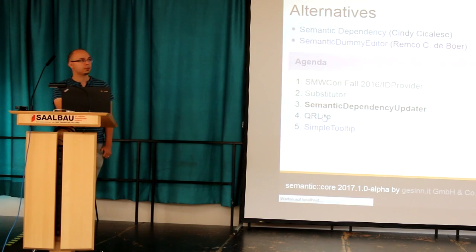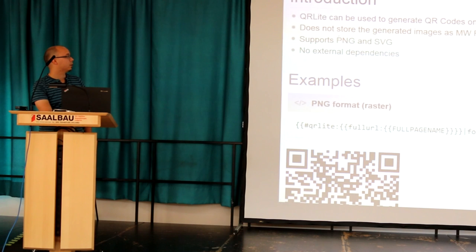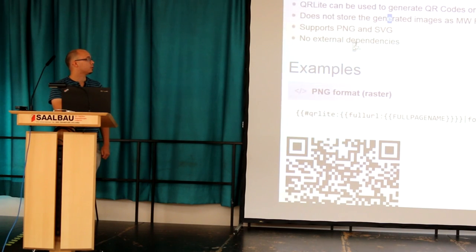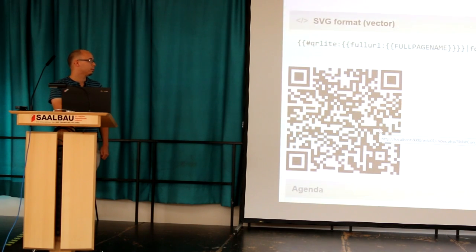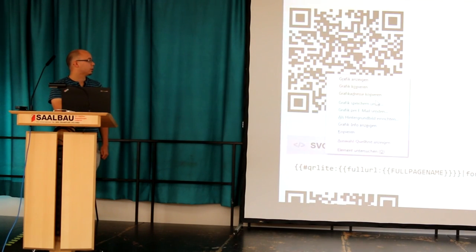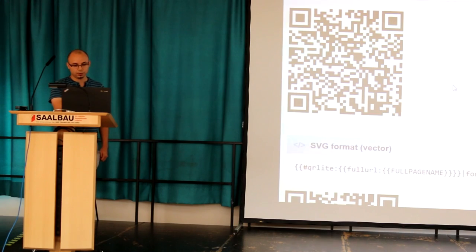Okay, the last two extensions are very simple. One is just a QR code generating extension, and it's a little bit more lightweight because it generates those codes on the fly and embeds them right into the HTML. So it does not need to generate images and store them as MediaWiki files. And it supports PNG and SVG. It has no external dependencies. And yeah, this is a PNG example, and that's an SVG example. SVG scales better, but PNG is better because you can save it as a file very easily, so it's a matter of choice.